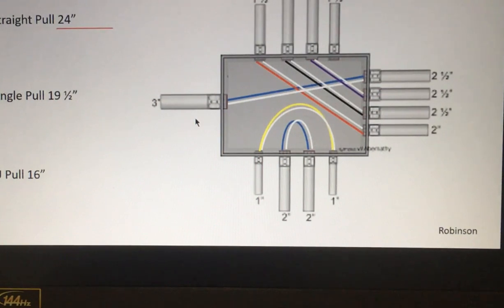Our angle pull, 19 and a half. We have 2.5 times 6 plus 2.5 plus 2. That's where we get the 19. The U pull, we get 2 times 6 plus 2 is 14, 15, 16. So that's where we get 16, that's where we get 19 and a half. And so our box has to be at least 24 inches for these pulls to work.